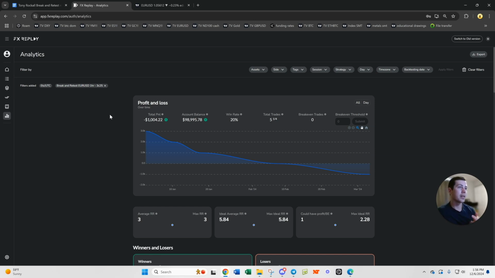Maybe other pairs and other time frames with a similar strategy could work better, but I would not spend more time testing Euro USD on the 1 hour. With this, I would try to test another pair, test some other time frames. Maybe 15-minute works better with this. It's really not worth continuing to optimize a strategy until you actually see a good equity curve.